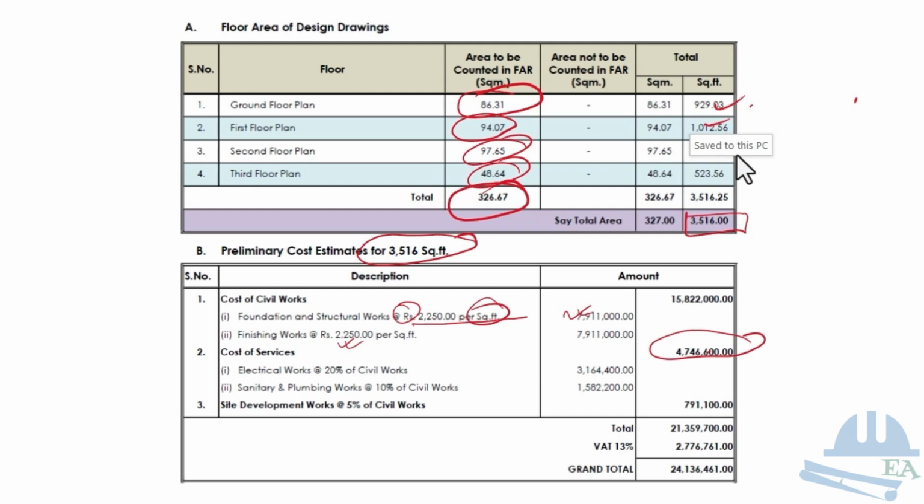So the cost of services: electric works at the rate 20%. If the cost of civil work is very high, then this percentage gets lower and lower. And sanitary and plumbing works at the rate 10%. And the total cost comes as this one. So you add up these two values and get the total as this. And after that, VAT 13%, and the grand total, you get this value. So this is how you do the preliminary cost estimation.